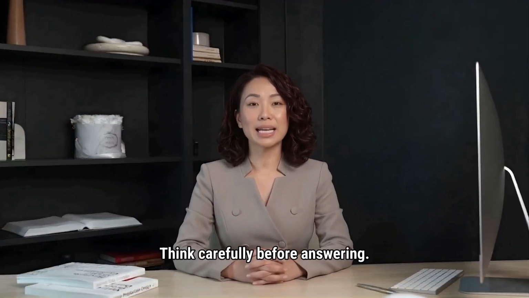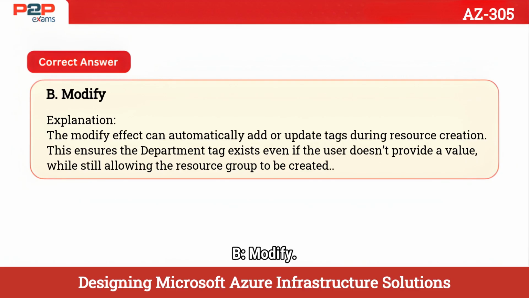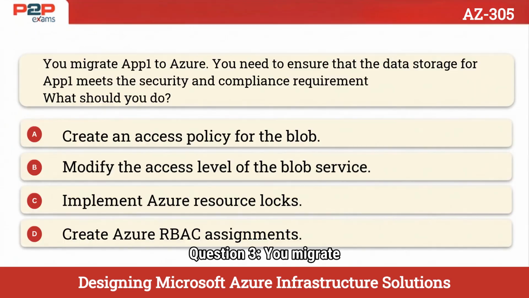Think carefully before answering. The correct answer is B. Modify. Explanation. The modify effect can automatically add or update tags during resource creation. This ensures the department tag exists even if the user doesn't provide a value, while still allowing the resource group to be created.